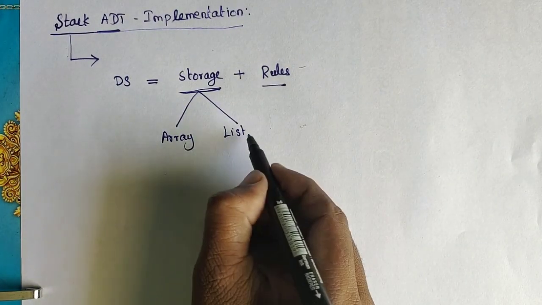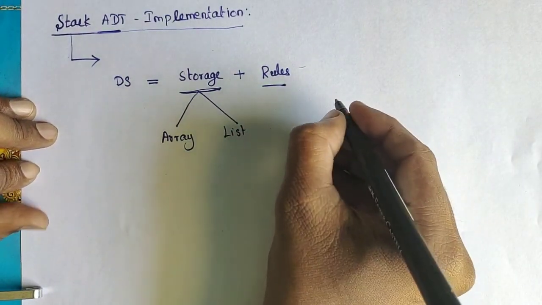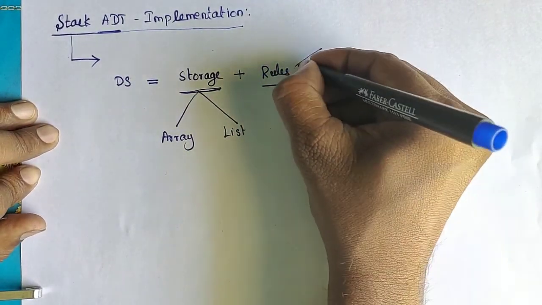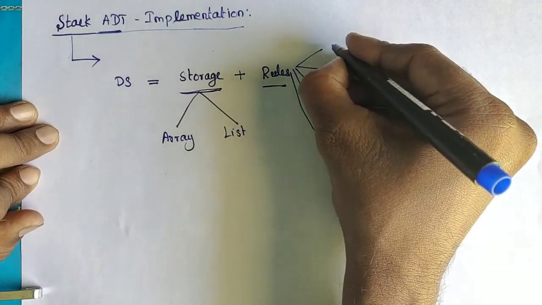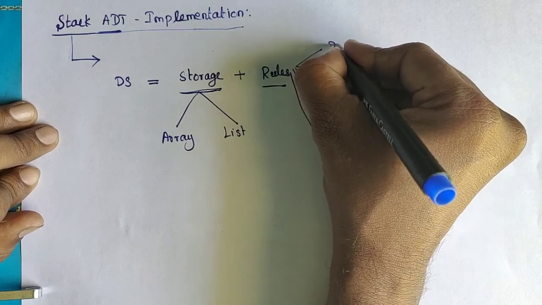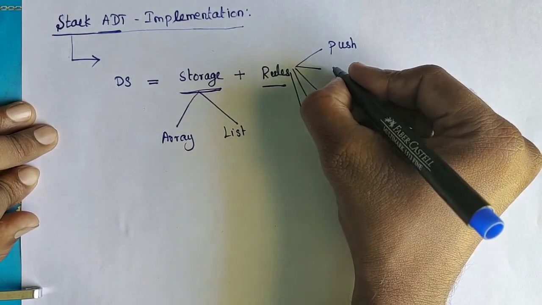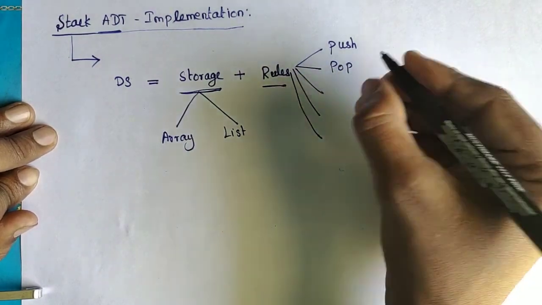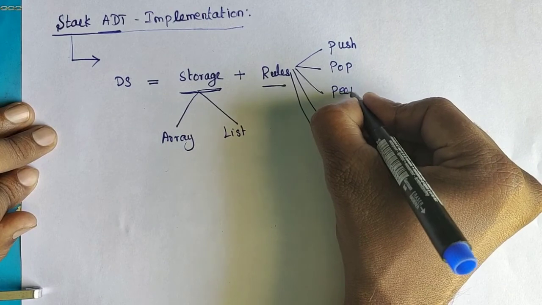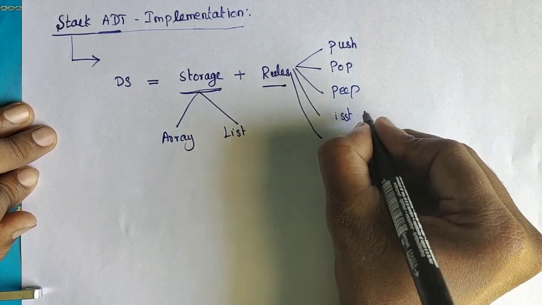In addition to the storage, we need to apply rules for accessing the elements. The rules are nothing but what operations are possible with the stack. So I have to define the rule for inserting an element by defining the push. I need to define the rule for deleting an element by defining the pop. Similarly, what is a peep, and what is a stack empty.